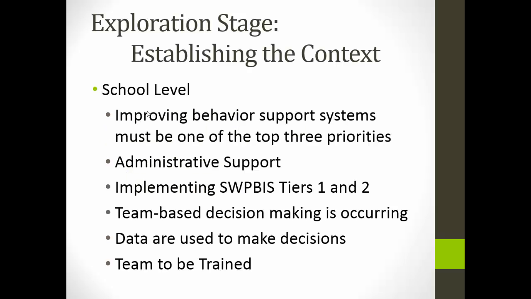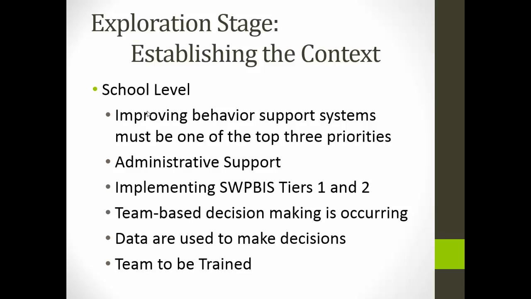At the school level, again, we want to have improving behavior support systems be one of the top 3 priorities. We need to have that administrative support and buy-in at the school level. That's critically important. So buy-in to supporting students with recurring, persistent, chronic behavior problems, and supporting the notion that we should be implementing behavioral interventions to support and maintain those students in the least restrictive environment.